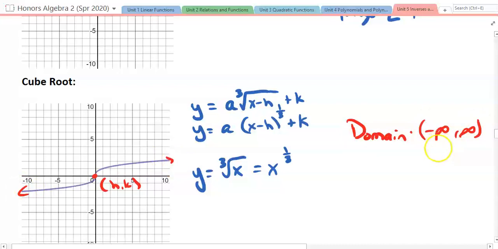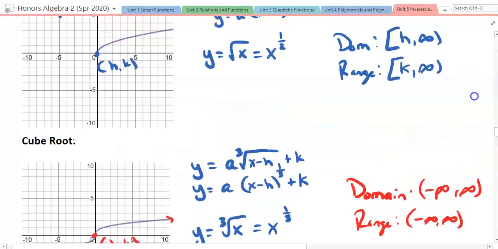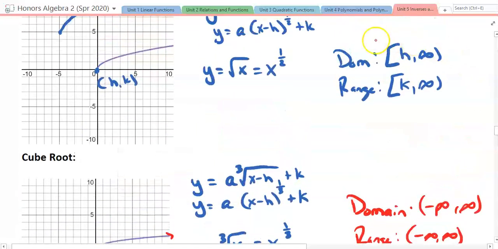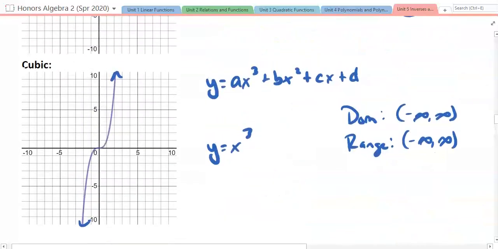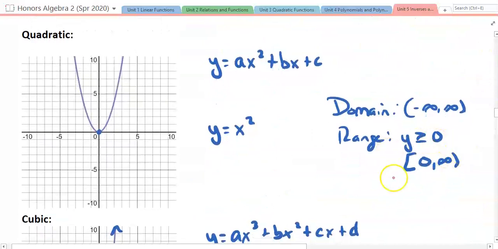And what's the range of a cube root function? Well, it doesn't look like it's growing very fast, but it will continue to grow the further we go out. And so the range is also all real numbers for a cube root function. And so the only function that we have some weird domains and ranges for is the square root function. The domain and range both have a bound to them. And of course, the quadratic function, the range has a bound to it.